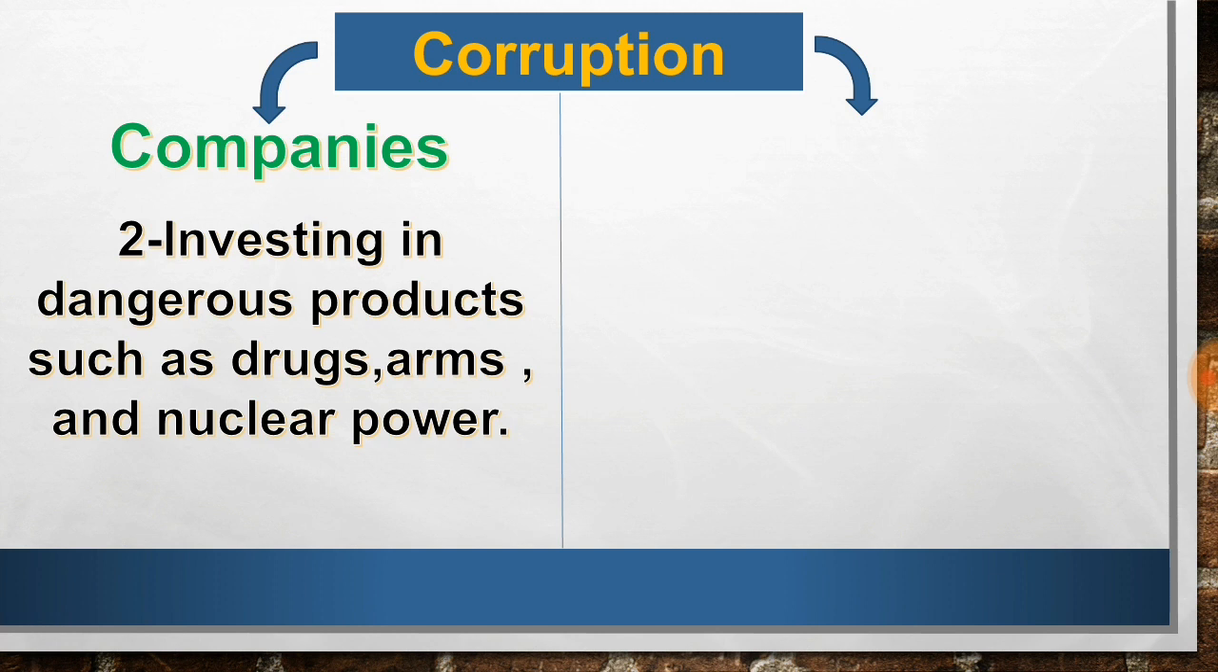However, arms can be used legally to defend, for example, the territories of the country. However, arms are considered illegal and unethical when they are used illegally. Also, a company which invests in nuclear power is considered a corrupt company.